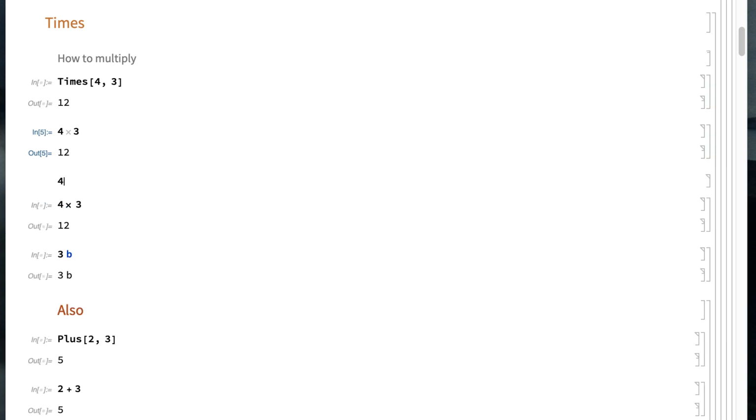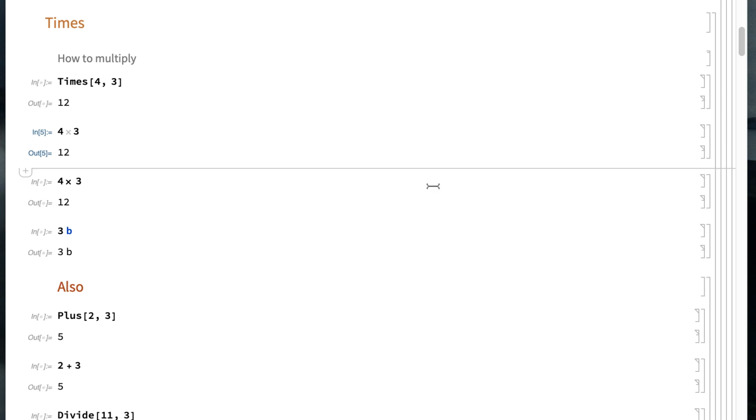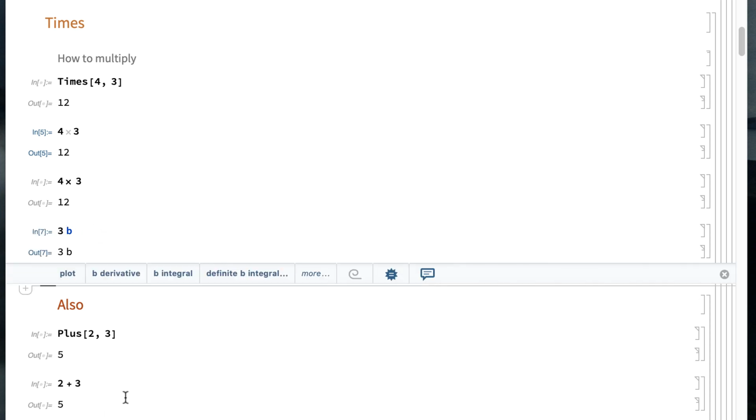You can do 4, and I'm going to do backslash square bracket times close square bracket 3. And that's good if you really want to be elaborate about it, but really just putting a space works fine. All right. So 4 times 3 is 12. You can multiply a number by a symbol, and if I do so, I get 3b.